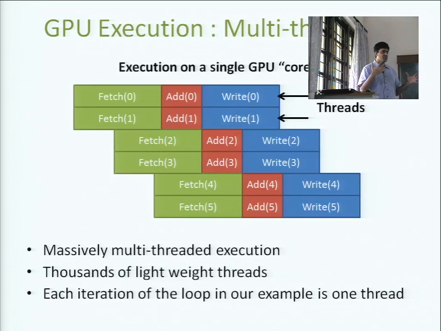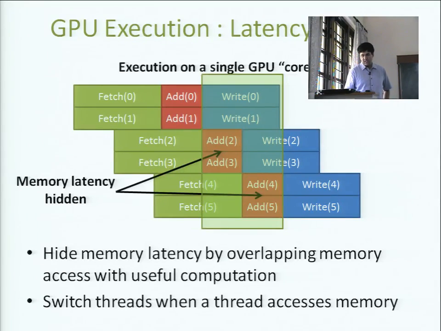And these threads, you shouldn't think about them as being like CPU threads. They're not that heavyweight. They're really lightweight threads, which is just saying, this is all the parallelism I have. Now go execute it in whatever way you see fit. So it's like exposing all the parallelism and then finally deciding how to execute it later. So these are threads, and there are thousands of them. Each iteration, like I said, is a thread.